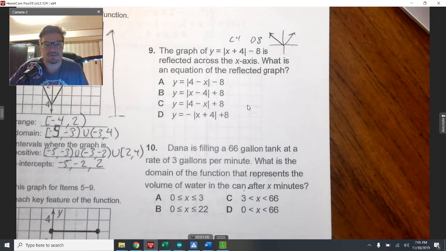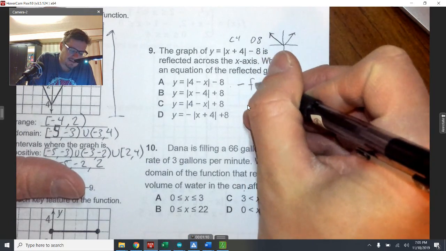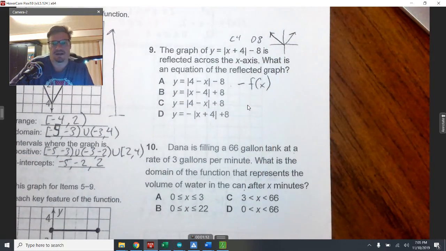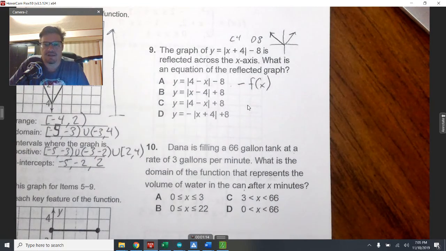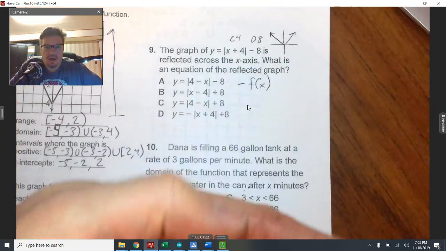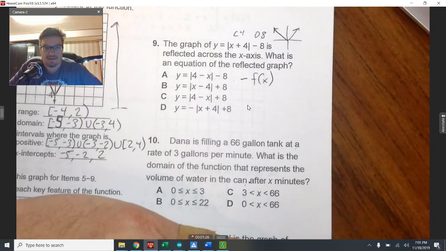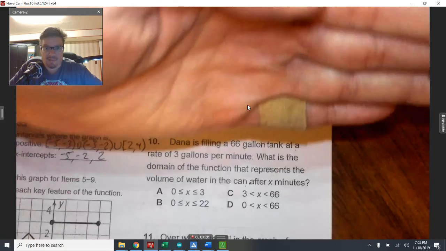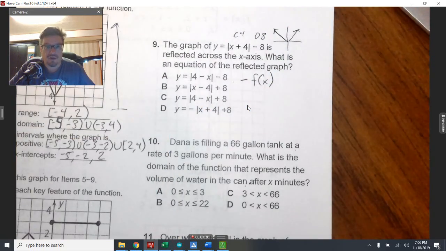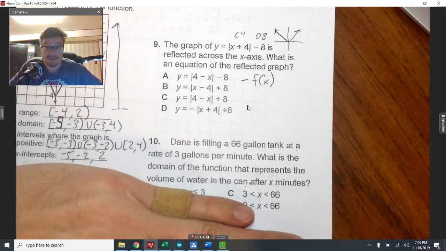So here's how you do it. A reflection on the x-axis looks like that. Whatever the function is, you multiply everything by -1. What that does is every single output that was positive is now negative, and every negative is now positive. So it works off the x-axis.